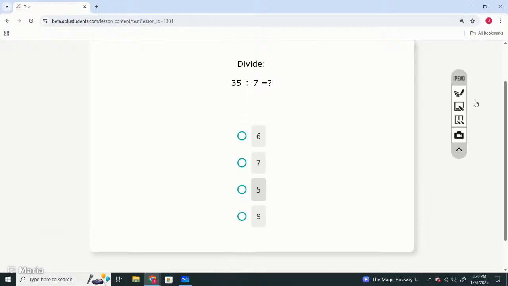So basically, you guys need to learn the multiplication tables as soon as possible. Do one multiplication table daily so that you can be perfect with multiplication tables. Multiplication tables are very, very important. 8 divided by 2. So which is the correct option?